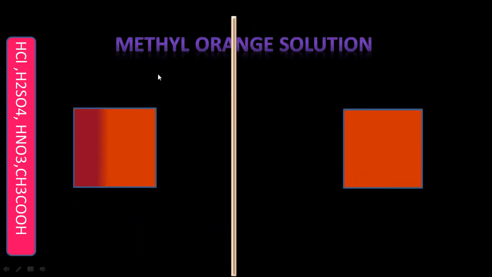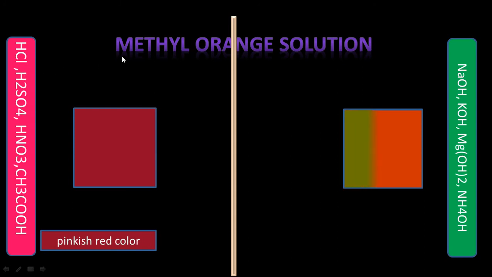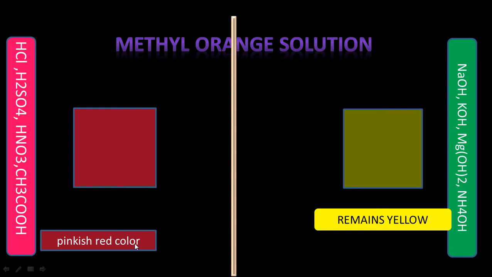Methyl orange solution. In acids, methyl orange solution turns pinkish, red color, and in bases remains yellow. So, methyl orange solution turns pinkish red in acids and remains yellow in bases.